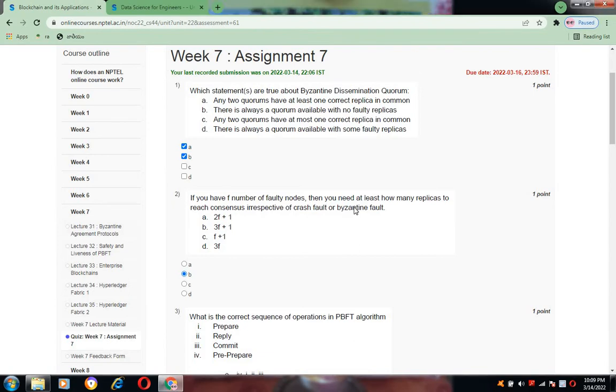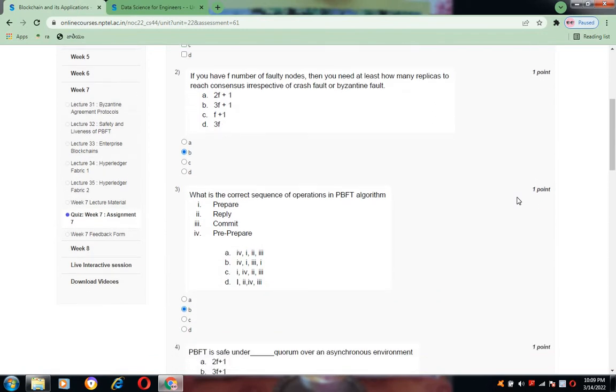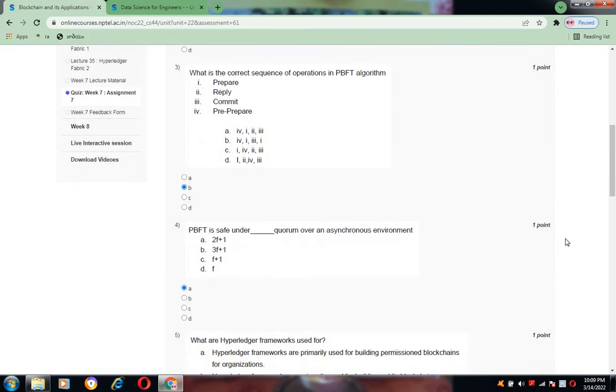And now coming to the question number 2, the answer is B, that is 3F plus 1. And now coming to the question number 3, also the answer is B, that is order is 4, 1, 3, 1. That is the order. Okay. So for 3, the answer is B. Now coming to the question number 4. The answer is A, that is 2F plus 1.